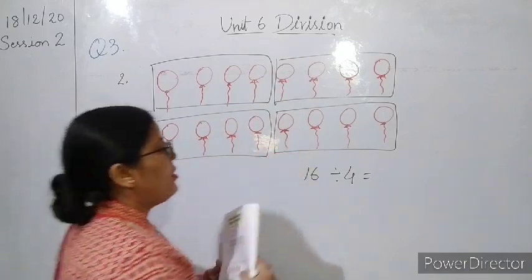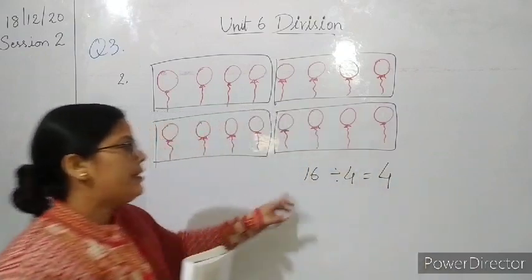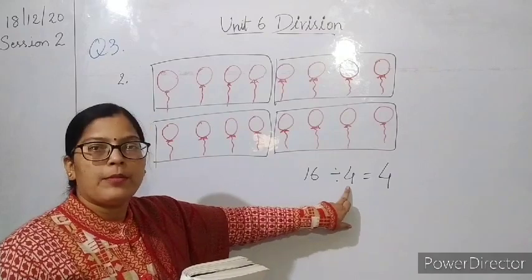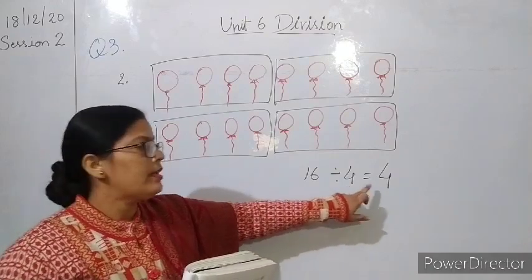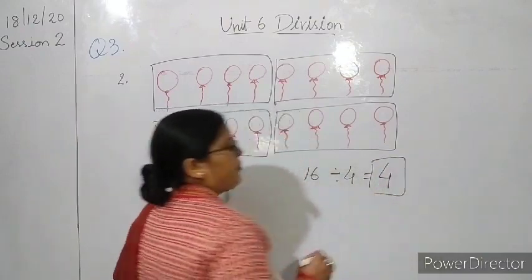So the answer is 4. 16 divided by 4 is equal to 4. 4 times 4 is 16. So our answer is 4.